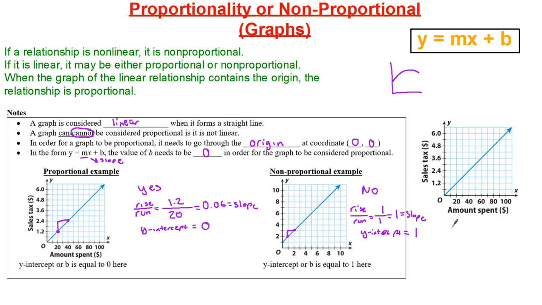Alright, now, let's move on to the next one. Is this proportional? Yes, it is. It's going through the origin. Now, let's figure out what our slope is. So this is going to be rise over run. Now, I'm going to start from 0. And then I'm going to go up 1.2, so it's going to be 1.2. Oh, I just noticed it's the same example. So we're good. We're going to go ahead and move on.